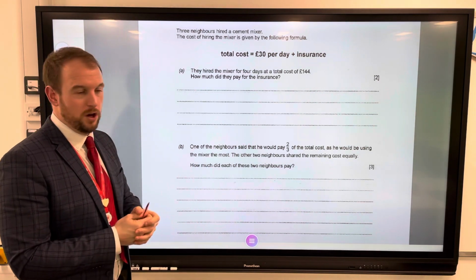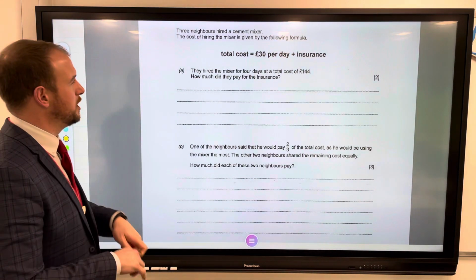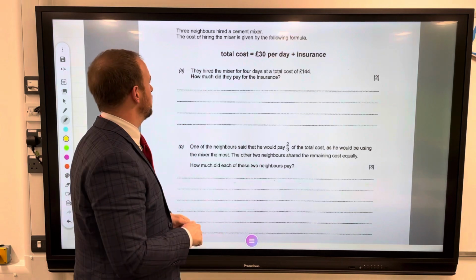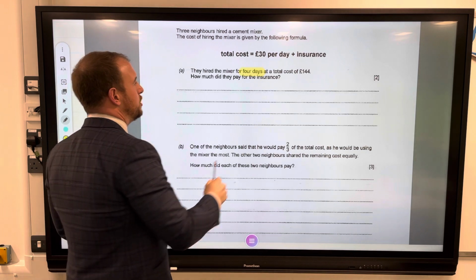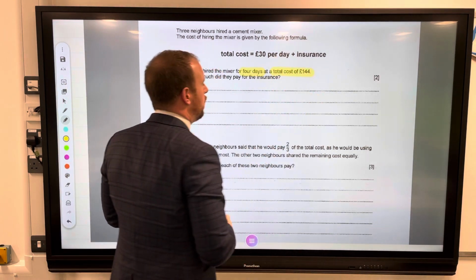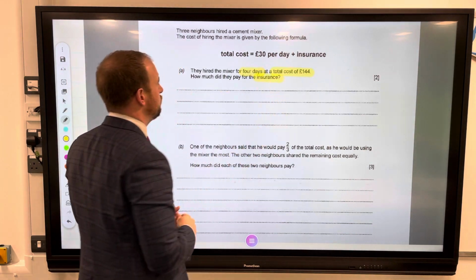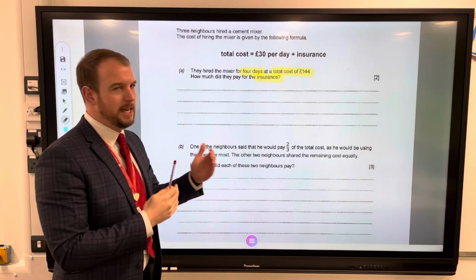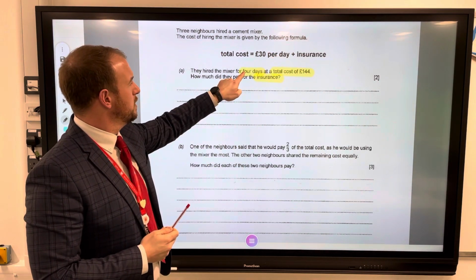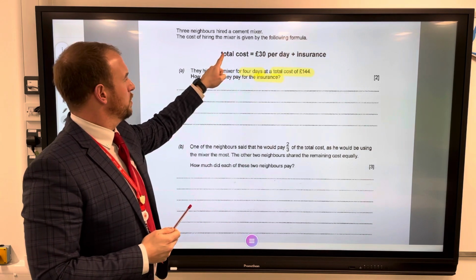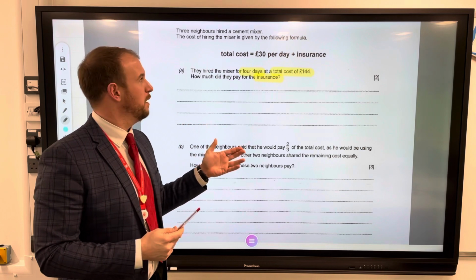Right, we do have a lot of words, but as I say, I'm going to get a highlighter and just minimize this and look at what's important. They hired the mixer for 4 days at a total cost of £144. How much did they pay for the insurance? Right, so I can see where these words are coming from now. We've got per day, we've got 4 days, total cost, and insurance is up there. So we've covered all the bases.